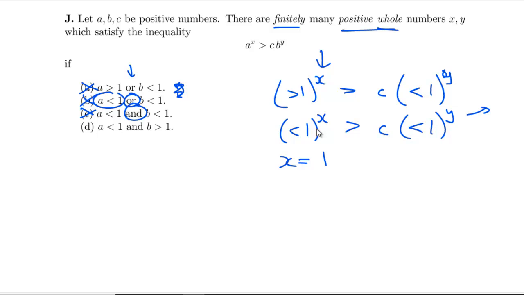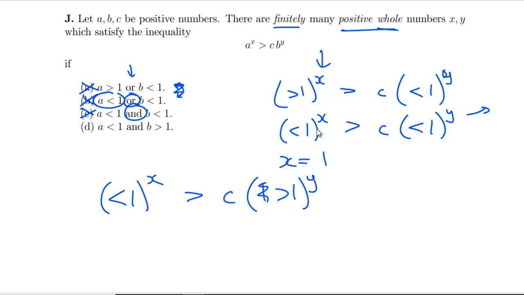So we've got A is less than 1, and it's to some power, and then that needs to be greater than C being, oh, and then B is now greater than 1 to some power. So yeah, these are now going in opposite directions. The right-hand side's only going to be getting bigger as you increase Y. The left-hand side's only going to be getting smaller as you increase X.